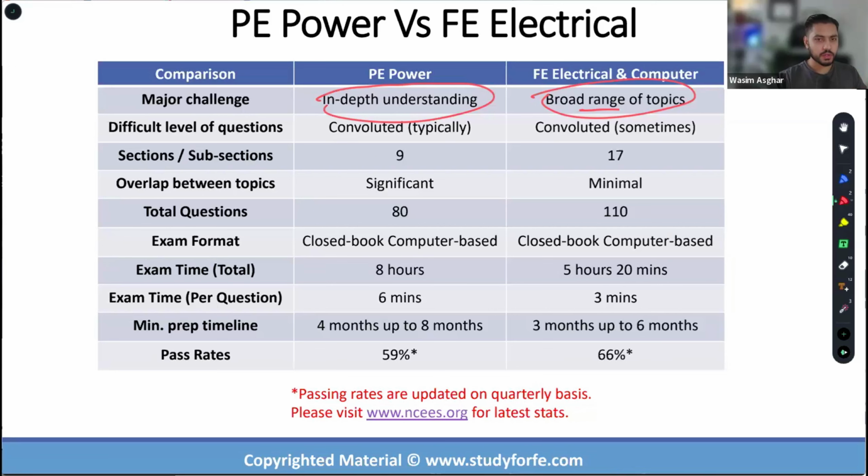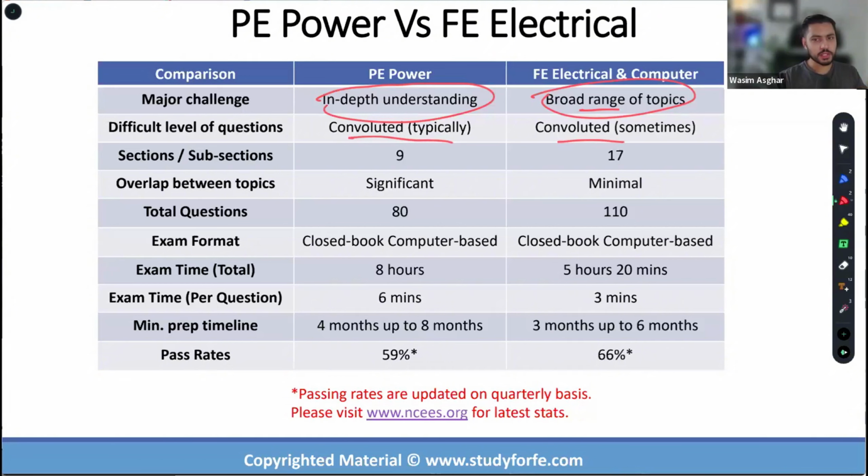The level of difficulty of the questions: for FE electrical, convoluted questions are more of an exception, although there can be quite a few of these, but typically they are a little bit of an outlier. Whereas for the PE Power exam, that is the norm. You have to expect curveballs on the exam. You have to expect open-ended, theoretical, conceptual, very deep questions essentially.